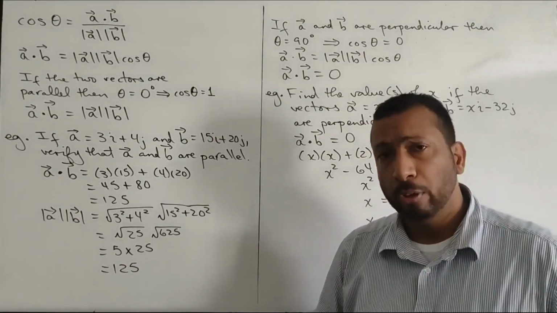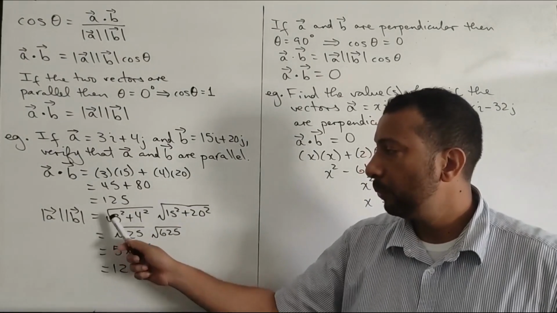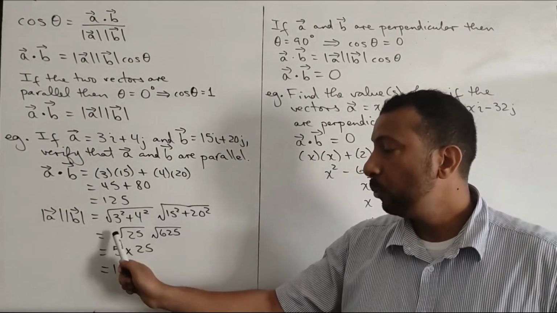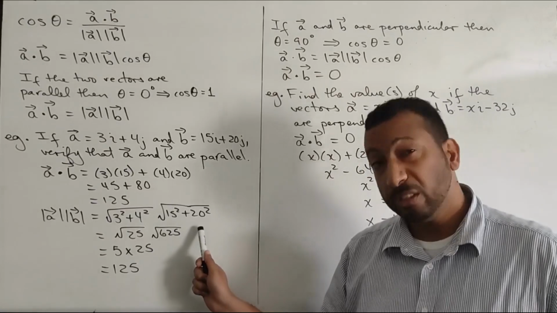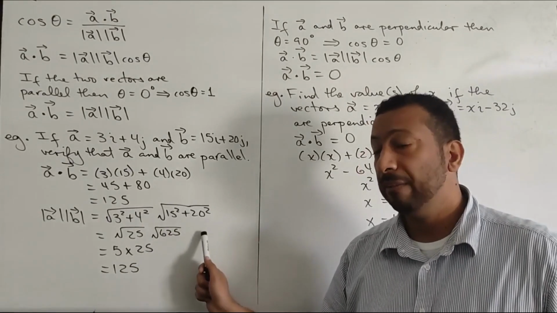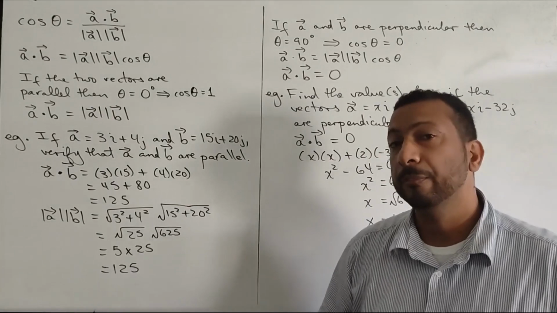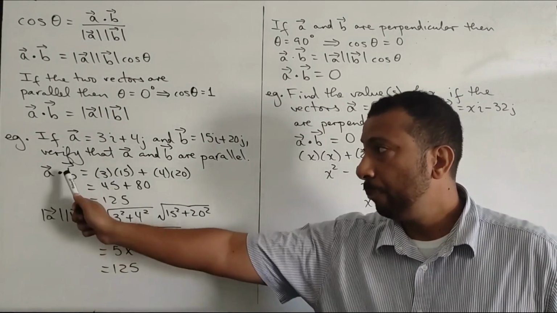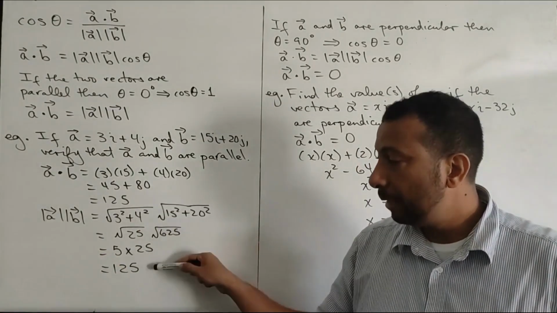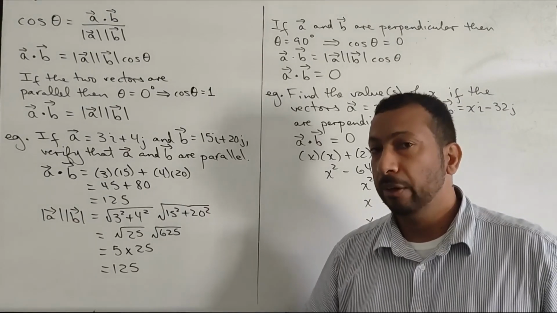And then the product of the magnitudes. So using Pythagoras' theorem, 3 squared plus 4 squared, 15 squared plus 20 squared, this will be the square root of 25 times the square root of 625. The square root of 25 is 5, the square root of 625 is 25. 5 times 25 gives us 125. Since we found the dot product and the product of the magnitudes and they worked out to be the same exact value, that verifies that these two vectors are indeed parallel.